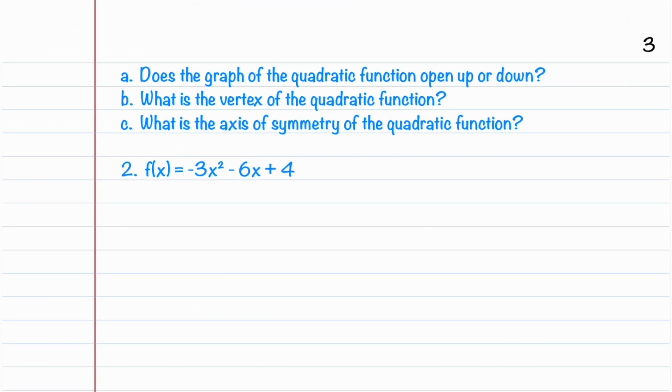In this example, we're going to answer the same 3 questions. I'm going to again write our standard form. F of x is equal to ax squared plus bx plus c. That way we can see what a and b are. And let's answer our first question. The coefficient that multiplies x squared is negative 3. So we say a is minus 3, and that's less than 0. So that tells us that our parabola opens down.